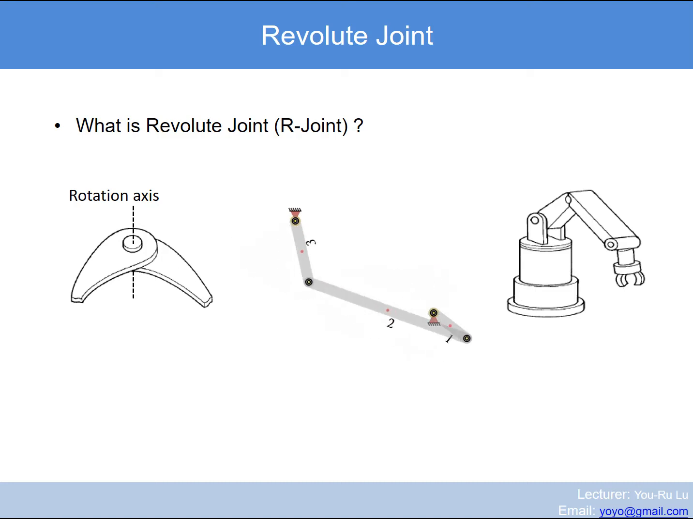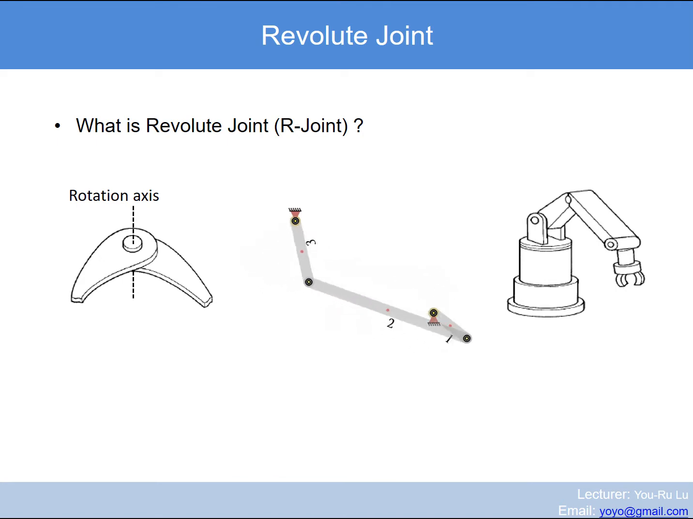In the last lecture, we have learned about the concept of Cartesian coordinate and how to use coordinate transformation to describe the position of a point on a rigid body. In this lecture, we will show you how to apply coordinate transformation to derive the constraint equations for Revolute Joint.